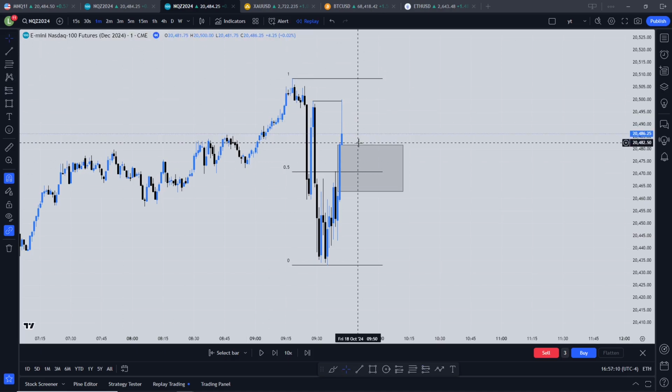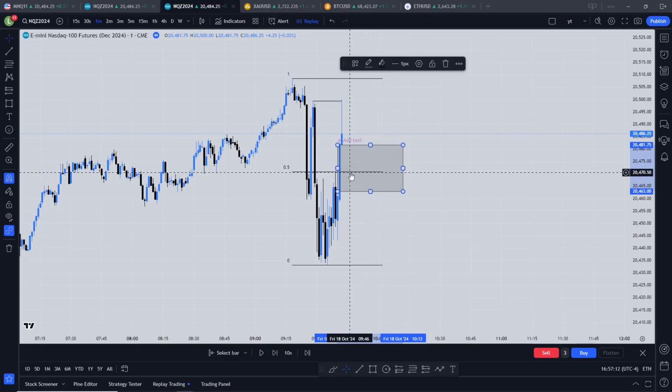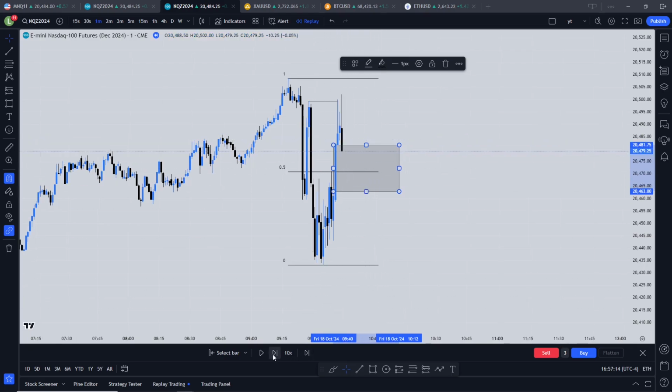So I wouldn't take this. It's just too much, like too big of a fair value gap for me.